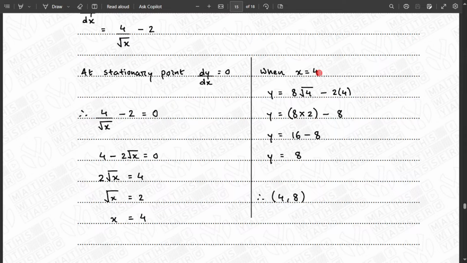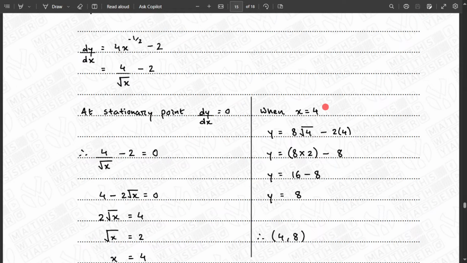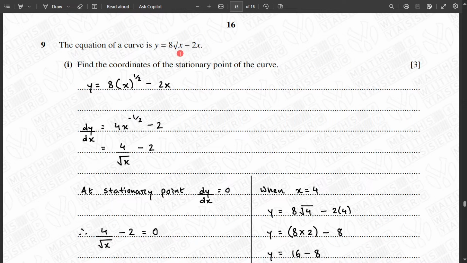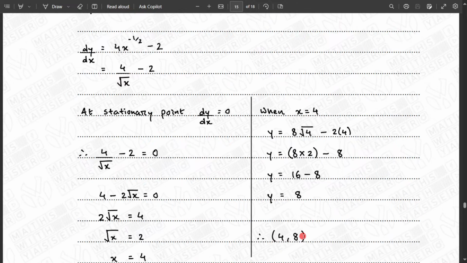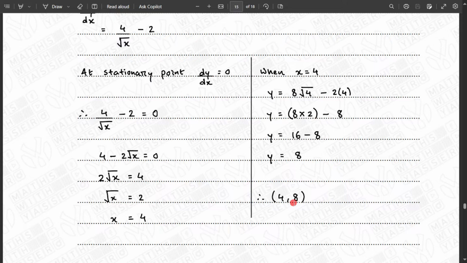When x is equal to positive 4, y is equal to 8 root 4 minus 2 times 4, because that was the equation of the curve. So we are trying to find the y coordinate when x equals 4. That will give us 8 times 2 minus 8. So 16 minus 8 will give us 8. So the coordinate is (4, 8), and that is the stationary point of the curve.